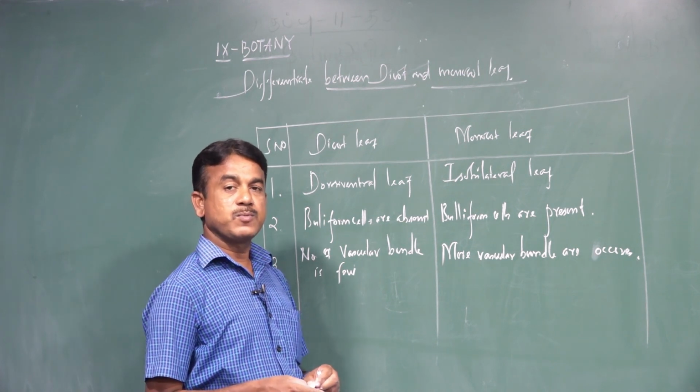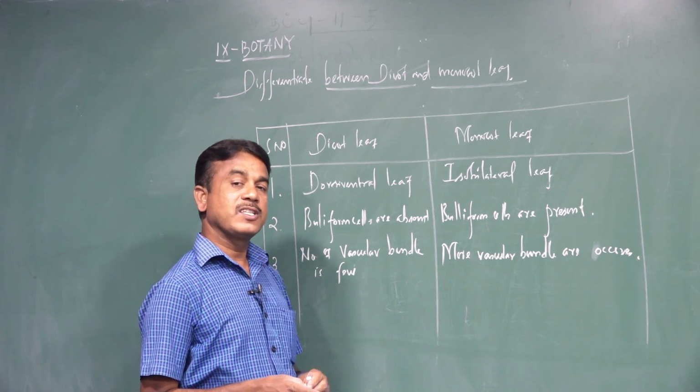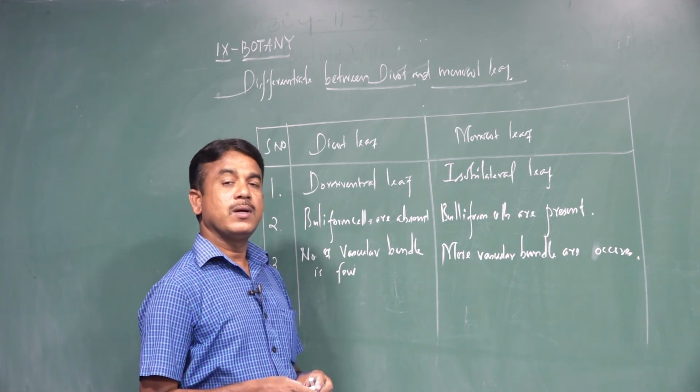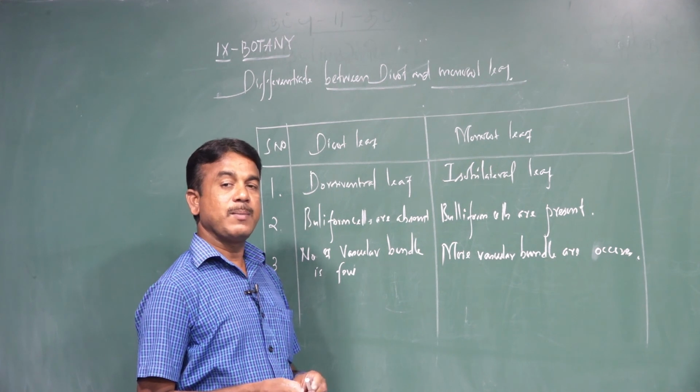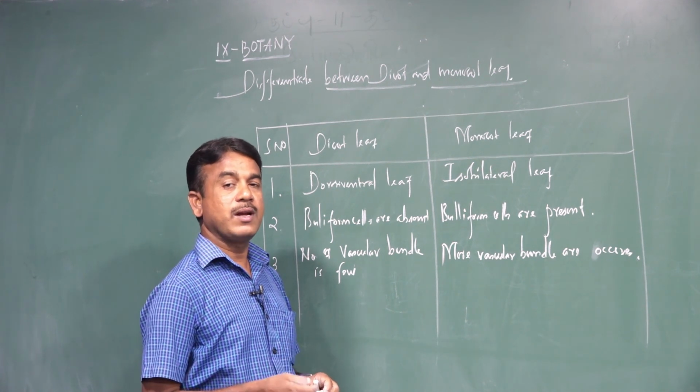So today we discussed these topics: structure of dicot leaf, example mango; structure of monocot leaf, example grasses; and the differences between monocot leaf and dicot leaf.